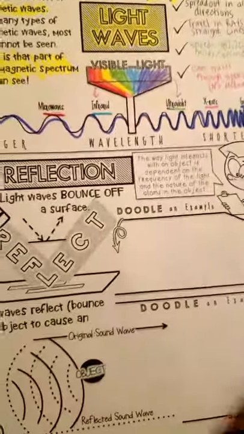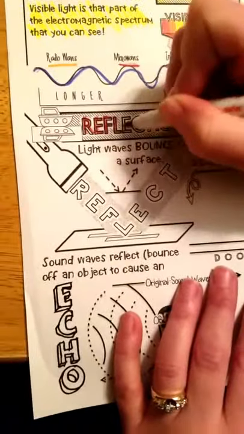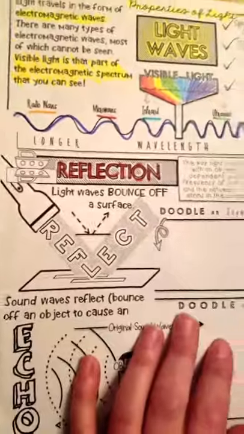Okay, our next section is about reflection. Light reflects, just like sound waves reflect and create an echo. When light reflects, it does not have a special name, it's just called a reflection.